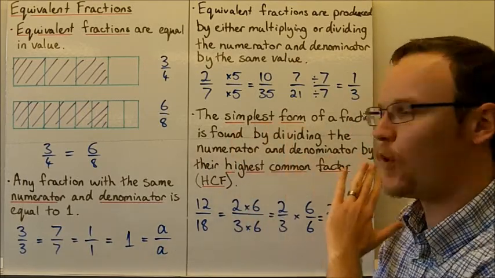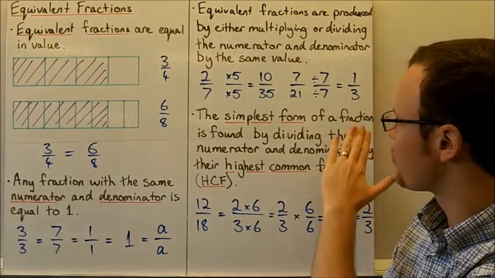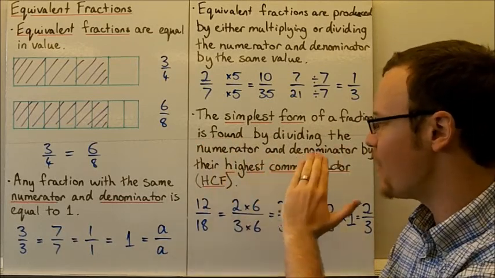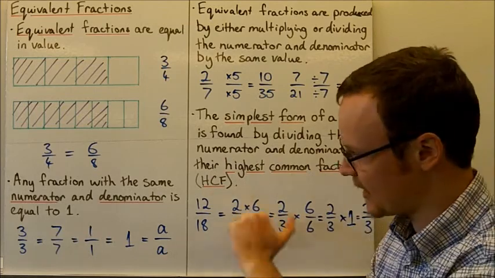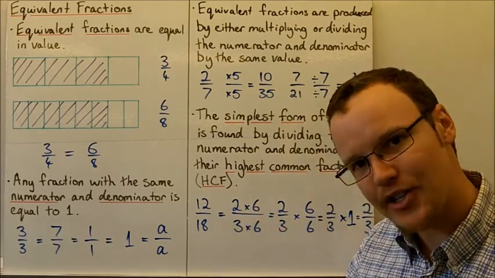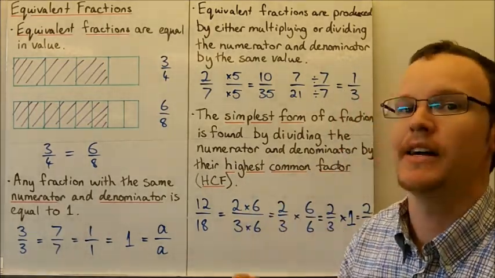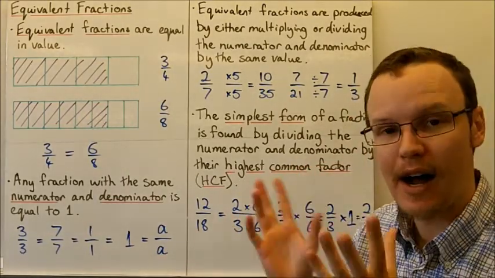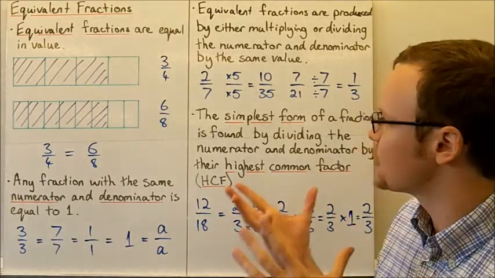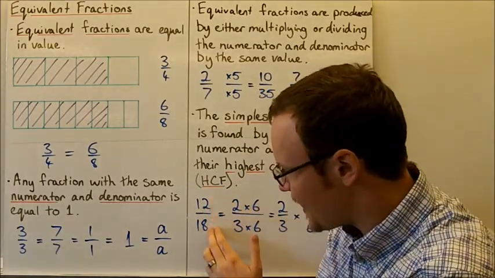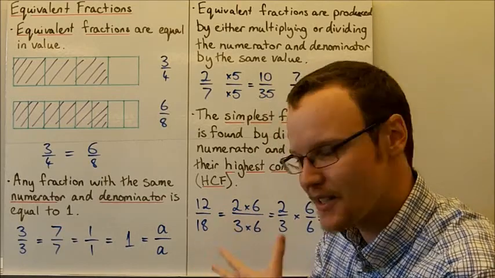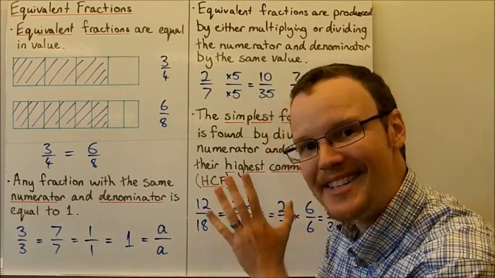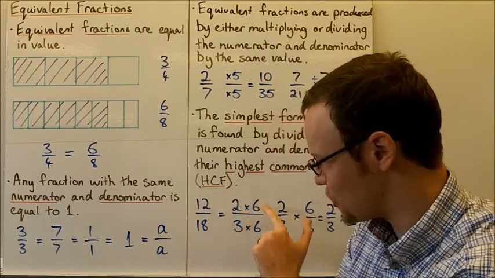So the simplest form of a fraction is found by dividing the numerator and denominator by their highest common factor, the HCF. And recall, the highest common factor is the largest whole number that will equally divide both of the numbers that we're looking at. So for, say, 12 and 18, the highest common factor, the biggest number that we can divide both 12 and 18 by, is 6. So 12 is equal to 2 times 6.